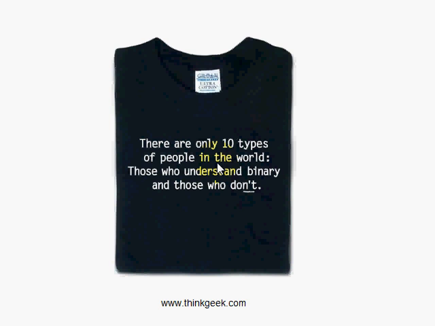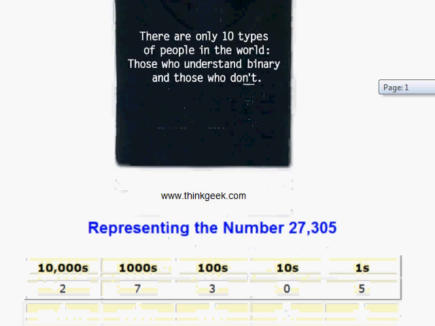We have a student request to review the binary system. There are only two types of people in the world, those who understand binary and those who don't. After this tutorial, you'll be one who understands binary. Notice that the 1, 0 here I refer to as 2 rather than 10, and we'll see why in this tutorial. First, let's look at the decimal system.